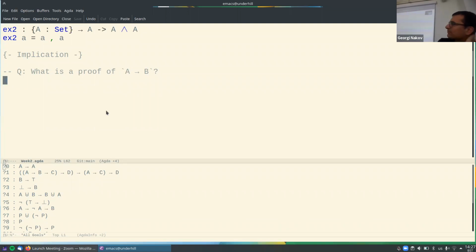What would be convincing evidence? If we know what evidence for A consists of, and we know what evidence for B consists of, what do we think evidence for A implies B might consist of? Function from A to B, yeah.